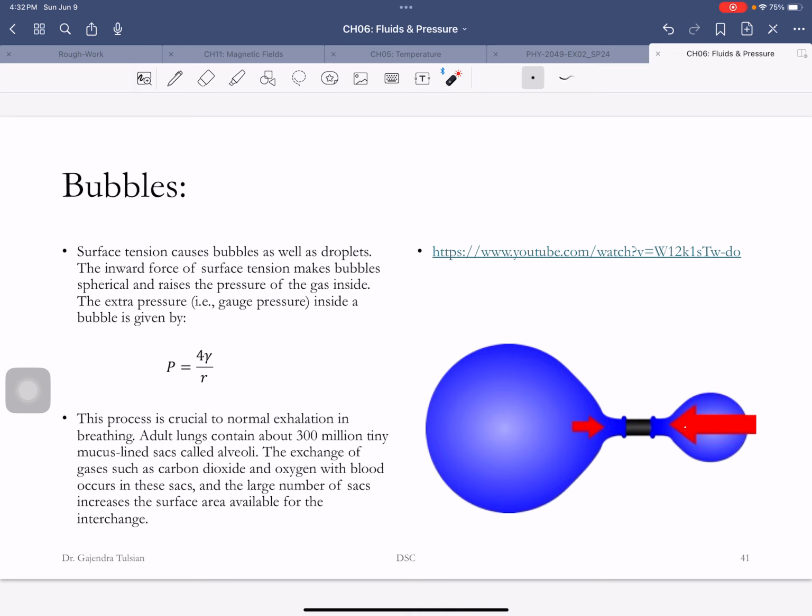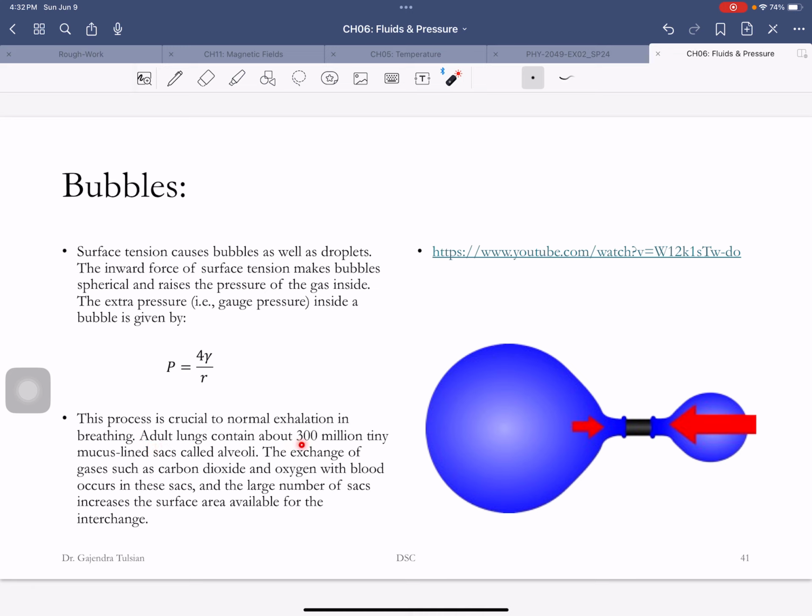All right, so that's one of the reasons you have tiny alveoli in your lungs. You're exchanging gases via diffusion, and as you'll learn in the next chapter, molecules don't travel too far during diffusion, so your alveoli are tiny. You can think of the atmosphere as outside air, and the higher pressure, and there are other elements to it, will help you exhale air. So the smaller the bubble, the higher the pressure. The process is crucial to normal exhalation and breathing.